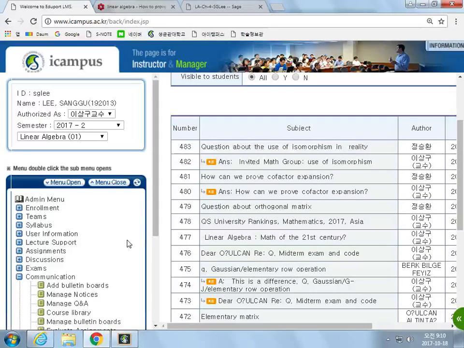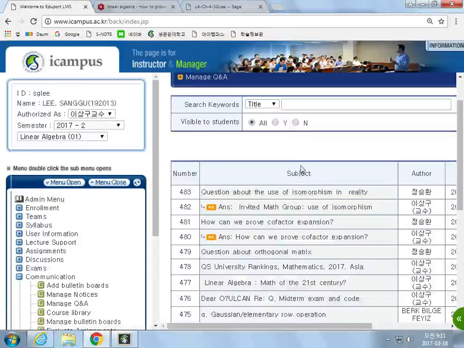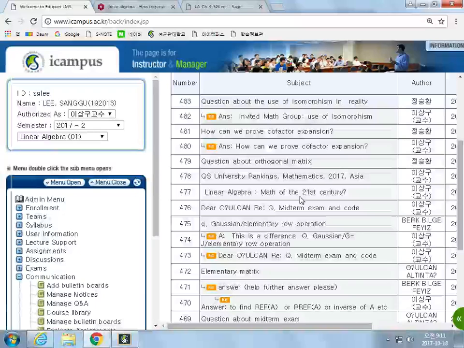Okay. Today, we're going to review your PBL report in order to help your preparation for the midterm examination. Before we review the whole content, let's take a short look at your questions and answers in Q&A.